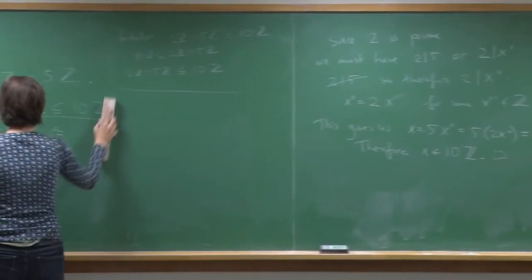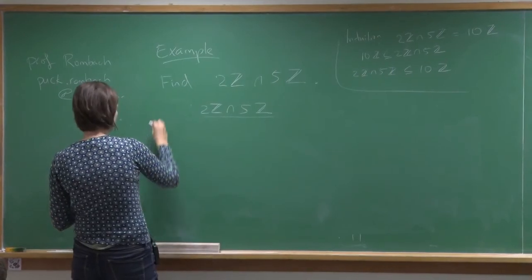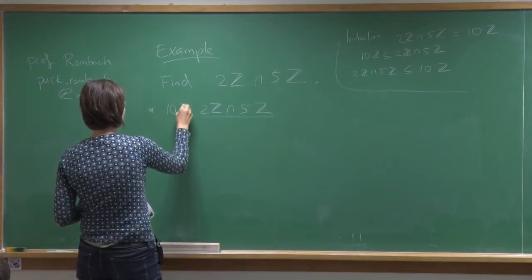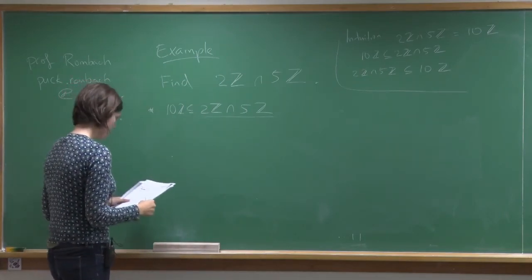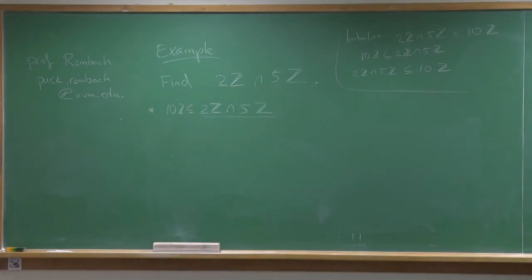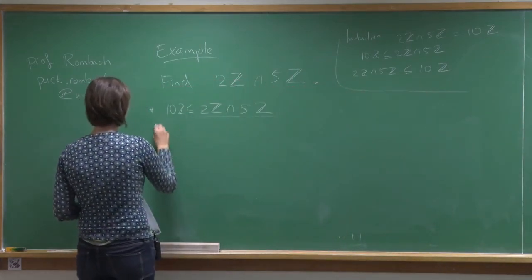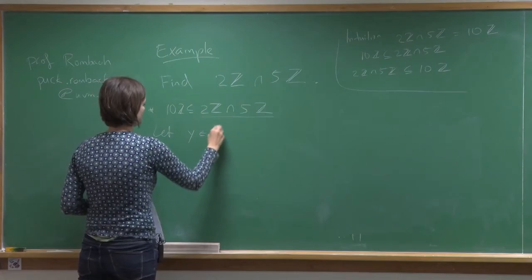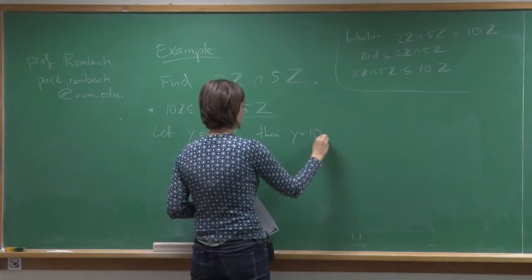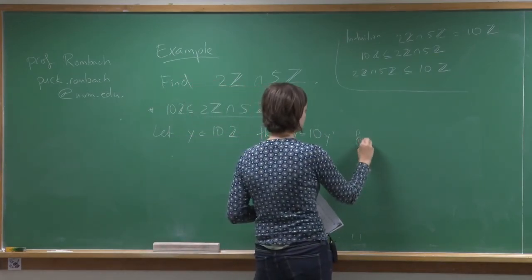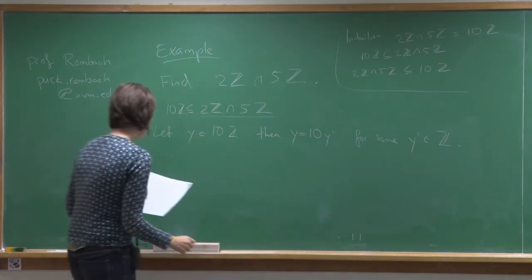The other way around is a little bit less annoying. I want to prove this part, and I don't really need the notes for this. So suppose that some y is in the multiples of 10, then y is 10 times some y prime for some integer y prime.